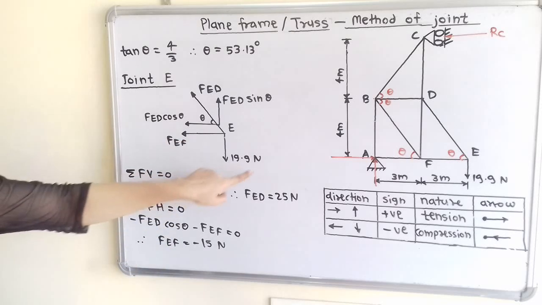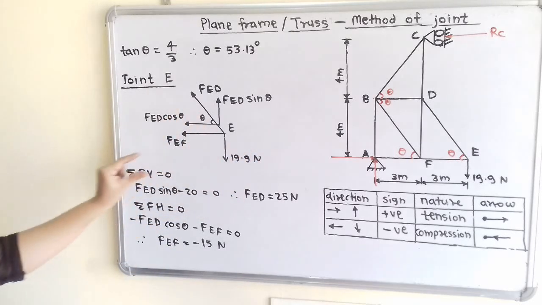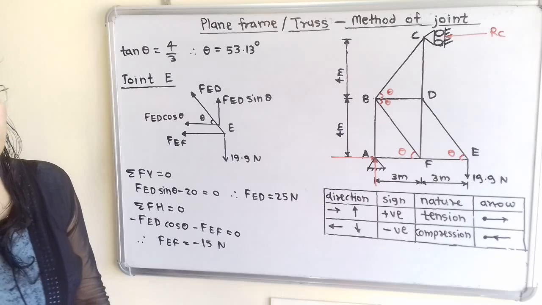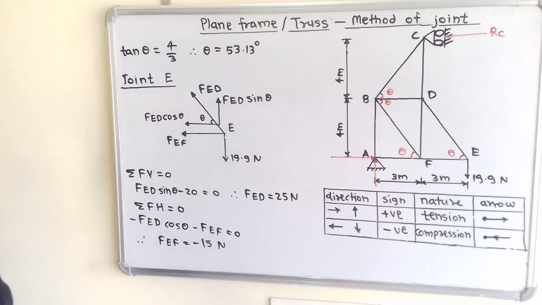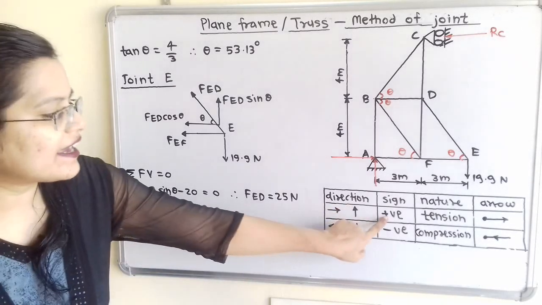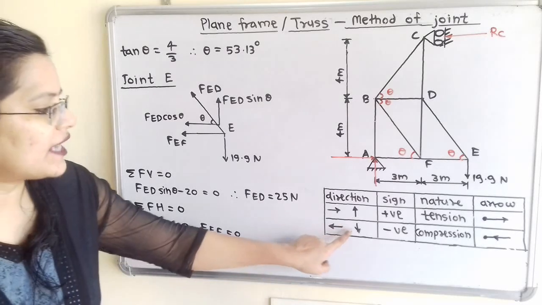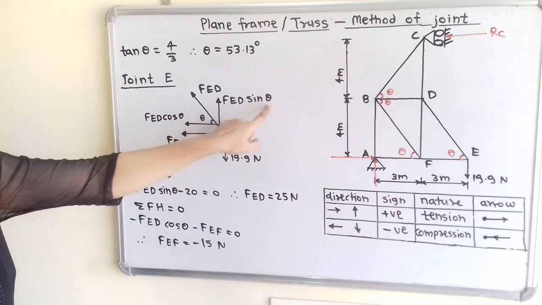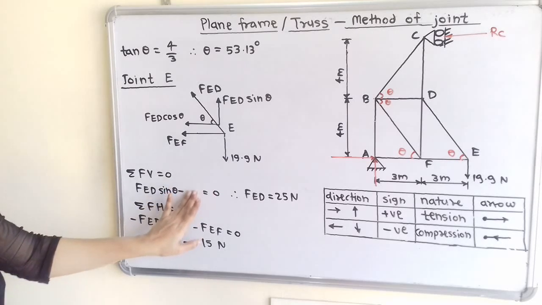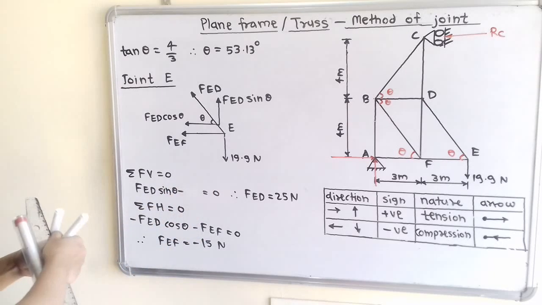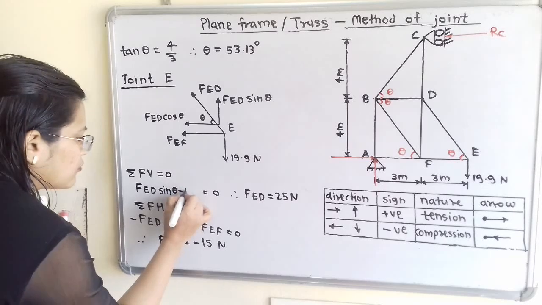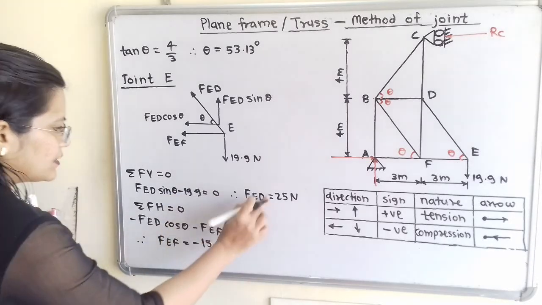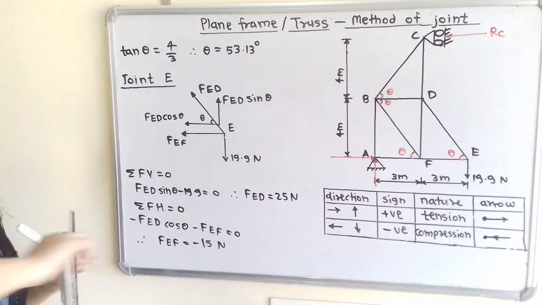So one vertical force value is given. So we will first take summation of all vertical forces is equal to 0. For upward direction use positive sign. For downward direction use negative sign. So FED sin theta minus 19.9 is equal to 0. So we have to calculate FED. So it is equal to plus 25 Newton.